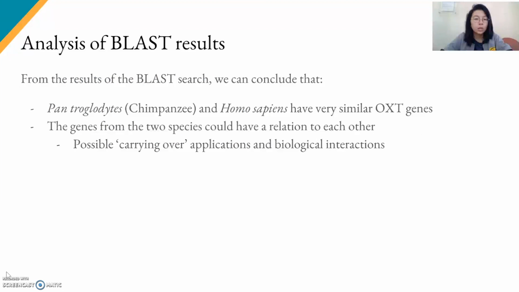So from this, we can understand that the genes of the two species are very similar to one another, and they are highly identical. There's a possibility of carrying over applications and biological interactions from one species to the other. So we could carry out studies on chimpanzees, and perhaps we could use whatever we have gathered from the studies to apply it to Homo sapiens. Additionally, we can also study the interactions of both Homo sapiens and chimpanzees in relation to the oxytocin gene and have a broader perspective and understanding of the oxytocin gene.